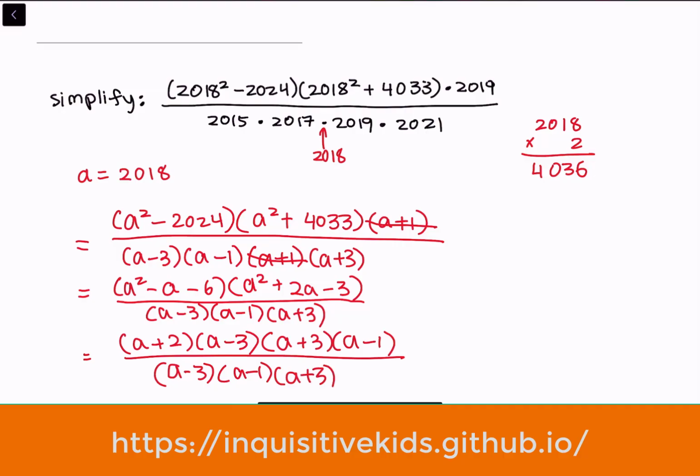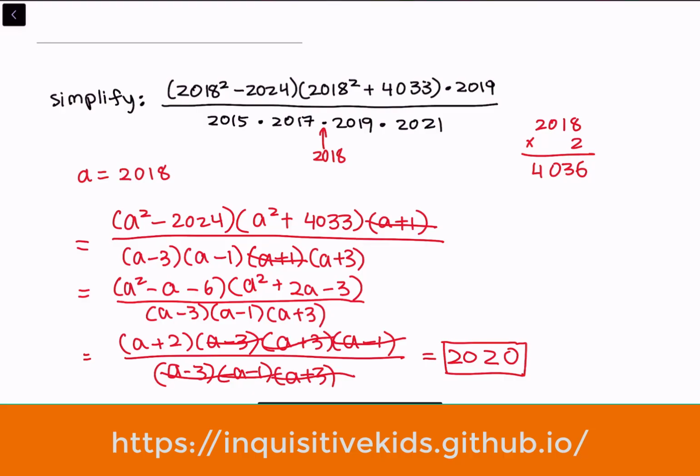Now we can further cross things out on the top and bottom. We're left with just A plus 2. A was 2018, so A plus 2 is 2020. And 2020 is the answer.